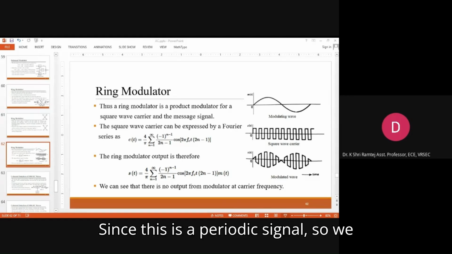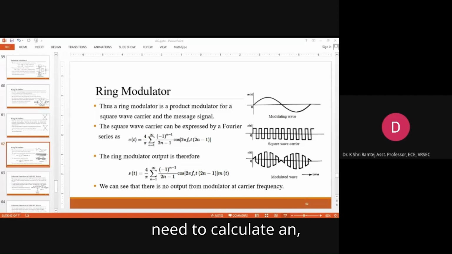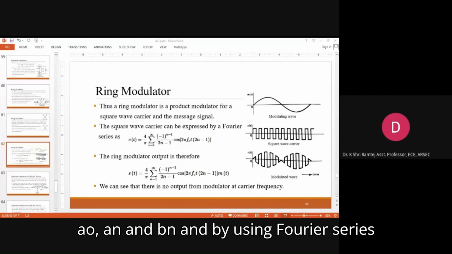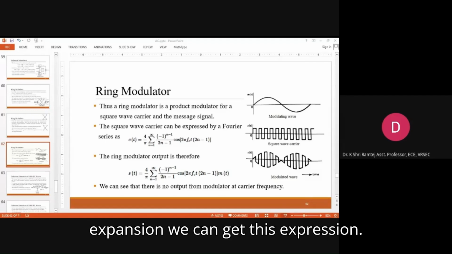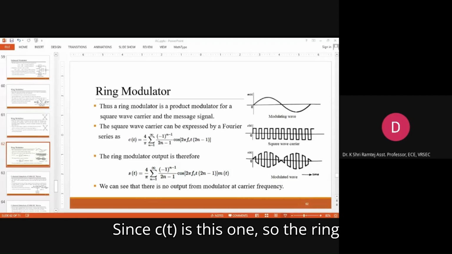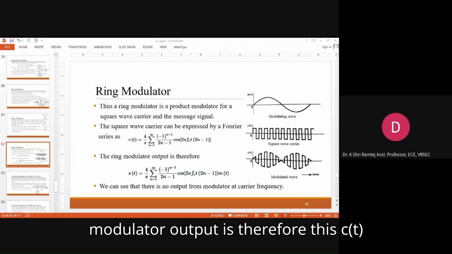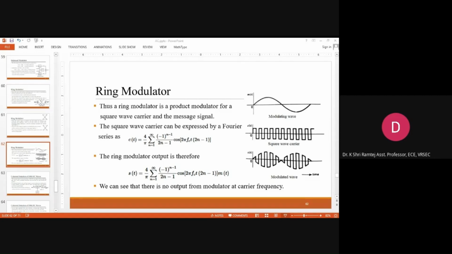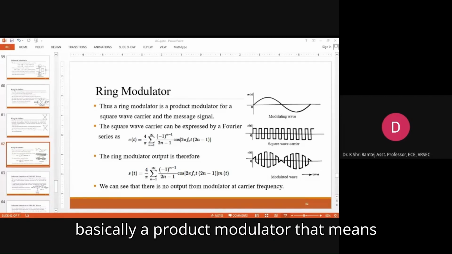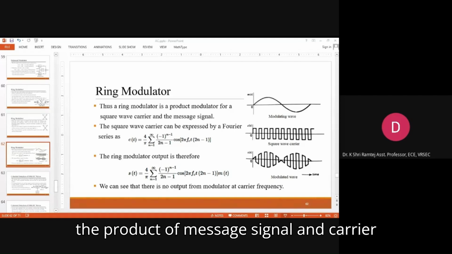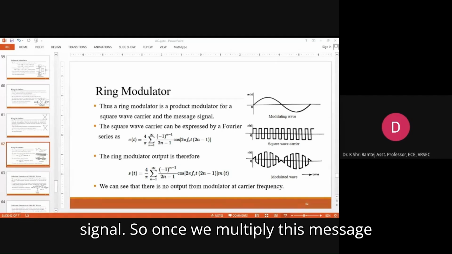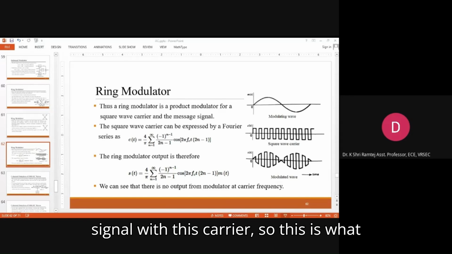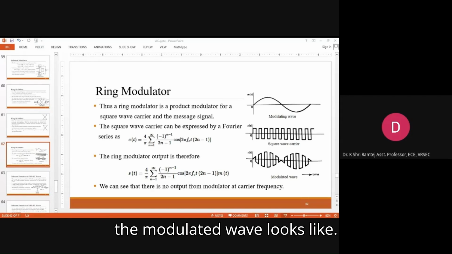Since this is a periodic signal, we need to calculate a0, an and bn, and by using Fourier series expansion we can get this expression. Since c of t is this one, the ring modulator output is therefore c of t multiplied by the message signal m of t. As we discussed, this is basically a product modulator, that means the product of the message signal and the carrier signal. Once we multiply this message signal with this carrier, this is what the modulated wave looks like.